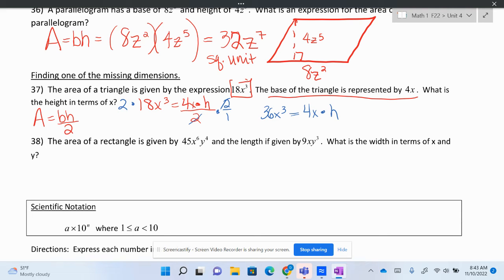Trying to get h all by itself. That's a multiply. What's the undo of multiply? Divide, yeah. Divide both sides by 4x. Divide both sides by 4x. So when I do that, I'm going to kind of move over this way. 36 divided by 4 is 9. x cubed divided by x to the first is, well, 3 minus 1 is 2, and that equals h.